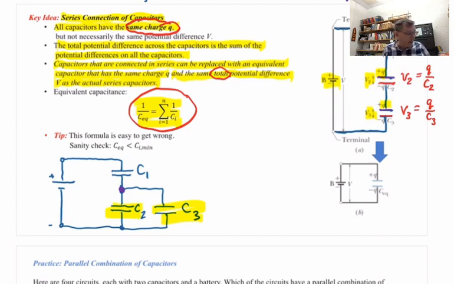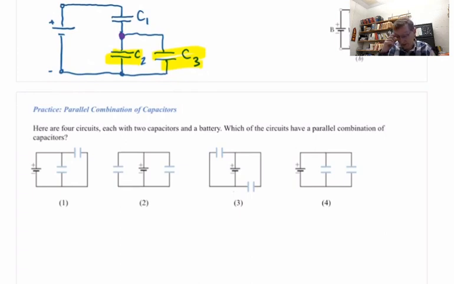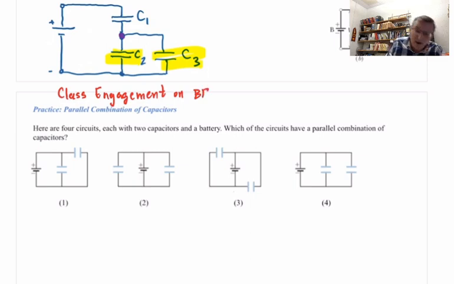Okay? Okay, so it will take a little getting used to, a little bit of practice, but we need to make sure we can identify when we have a series connection or a parallel connection. And one of the things that the books often do is they give you variations on these circuit diagram pictures that can be confusing. So we're going to end with some class engagement questions that will give us a chance to practice identifying when we have various kinds of connections.